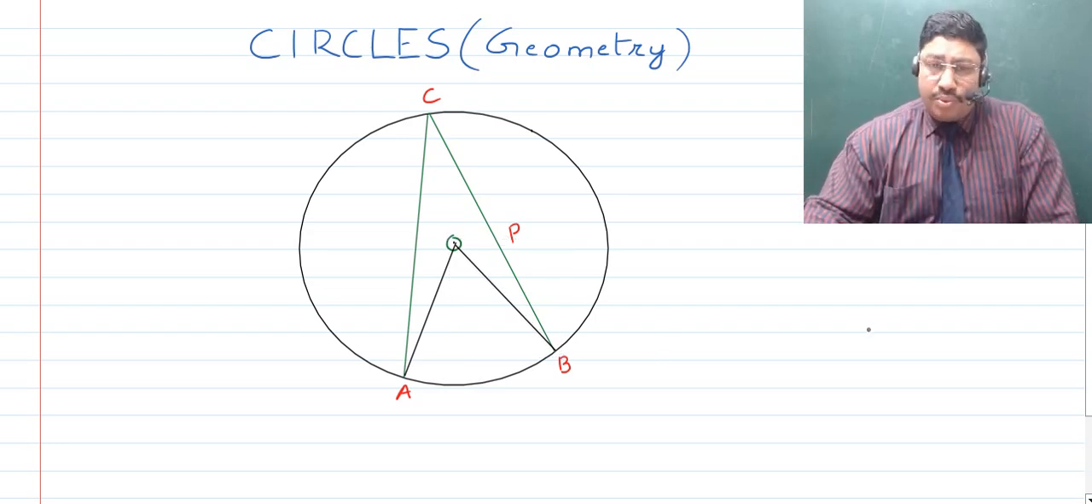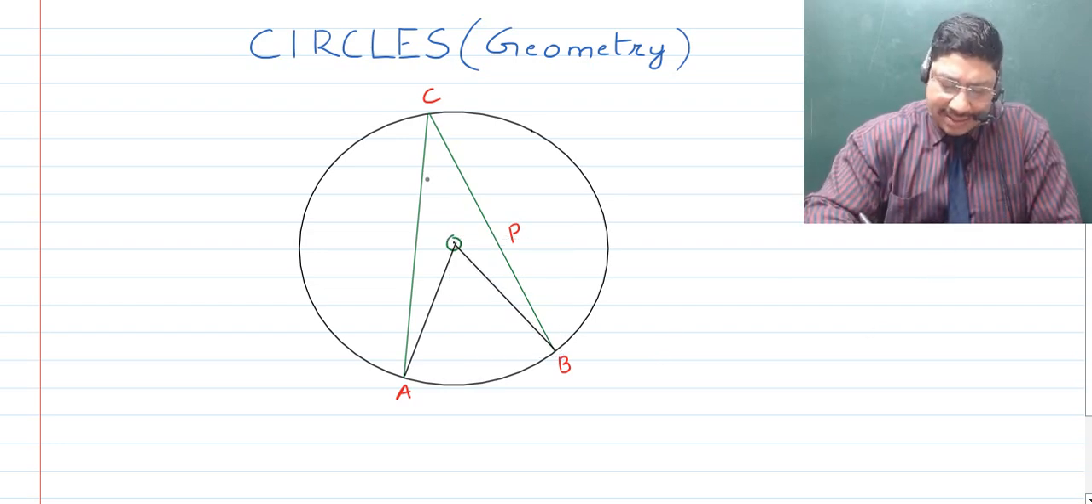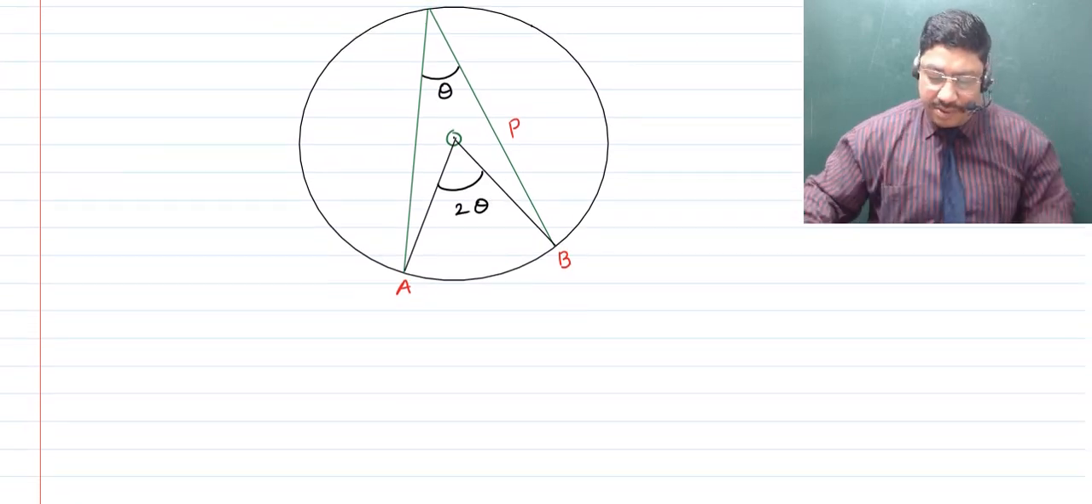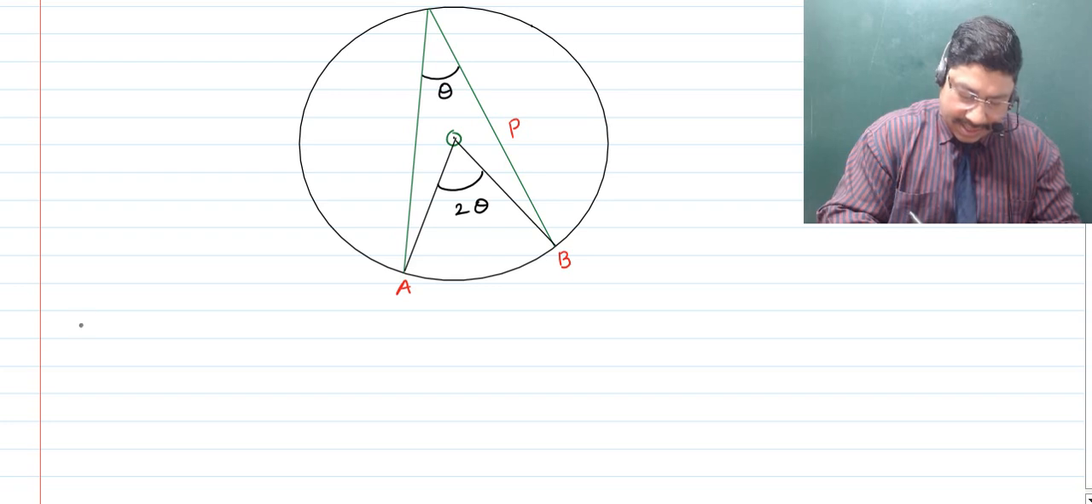So now here we have two angles. One angle is this, and let's say it's theta, then this angle is going to be 2 theta. So I'll write the theorem for you. And please write along with me so that you can memorize.